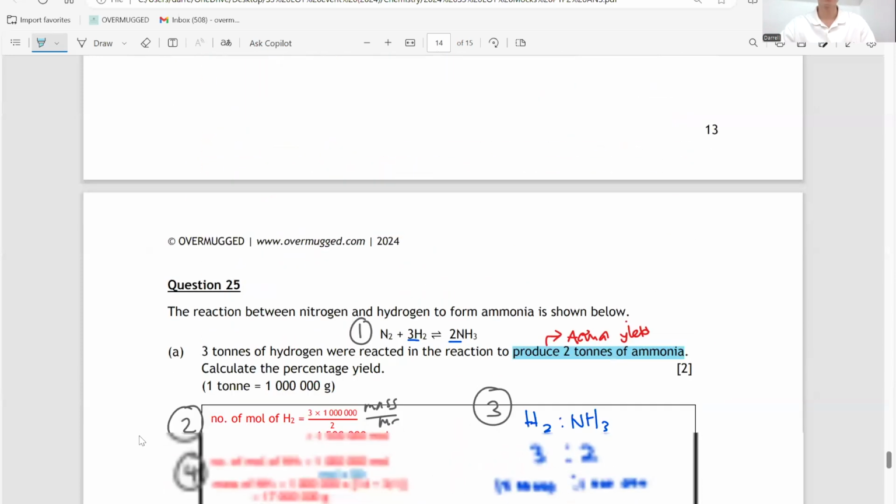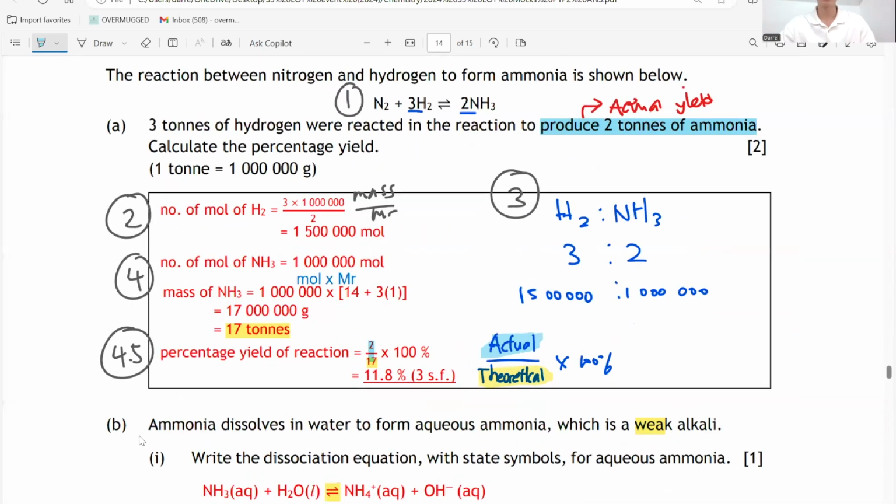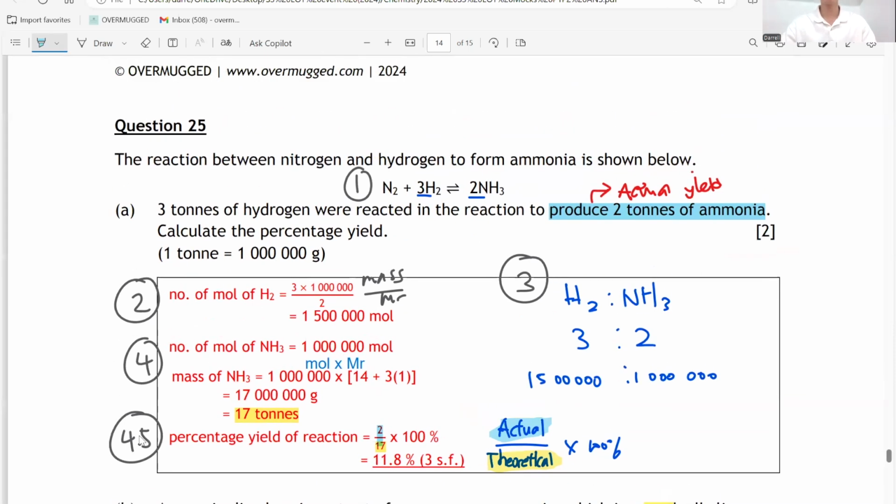Okay. Now, for question 25. Question 25, just now in MCQ, what did we test you? Percentage purity. So down here, what did we do? We did percentage yield. So when you see a percentage yield question, do you remember it will be step 1, 2, 3, 4 and a 4.5, right? The discussion has always been the same.